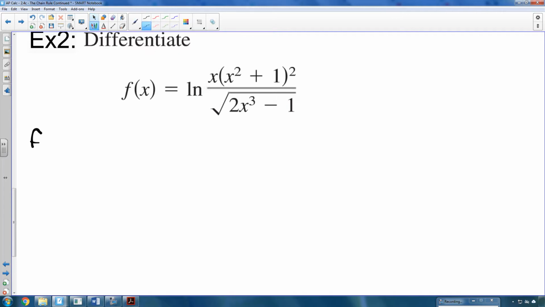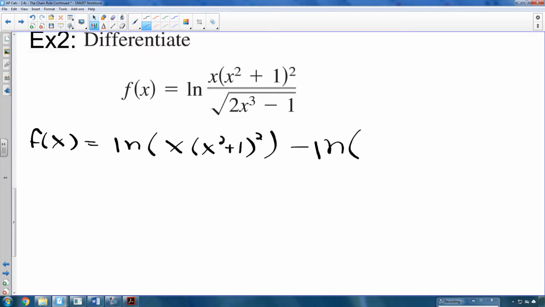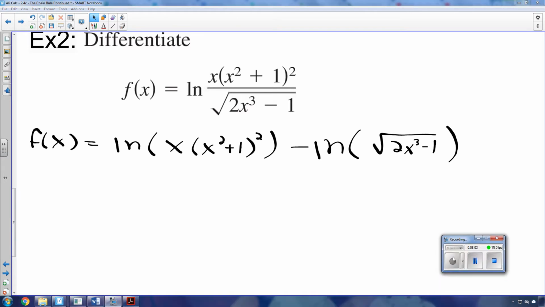So my first log property tells me I can do log, or ln in this case, of the whole entire top minus log of the whole entire bottom. Easy peasy. Okay, great. That's our first log property. So take a look at that, see how that's looking to you. Okay, we broke it in half. We made the problem half as bad as it used to be.